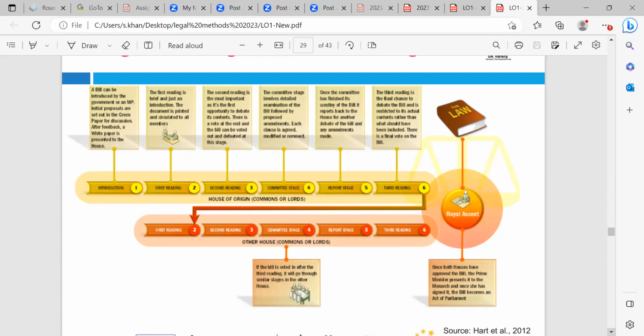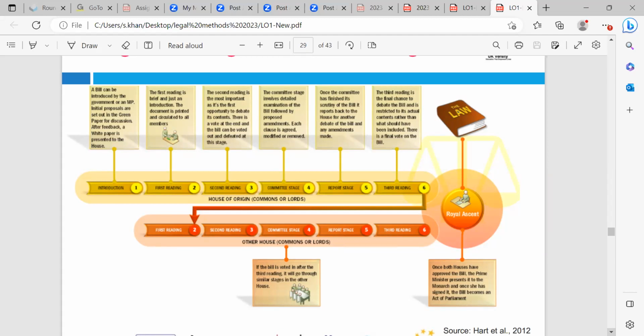Then the report stage, which is number 5, comes once the committee has finished its scrutiny of the bill. They need to scrutinize it to see if it's a good bill. It reports back to the House for another debate of the bill and any amendments. The third reading is the final chance to debate the bill and is restricted to its actual contents rather than what should have been included.